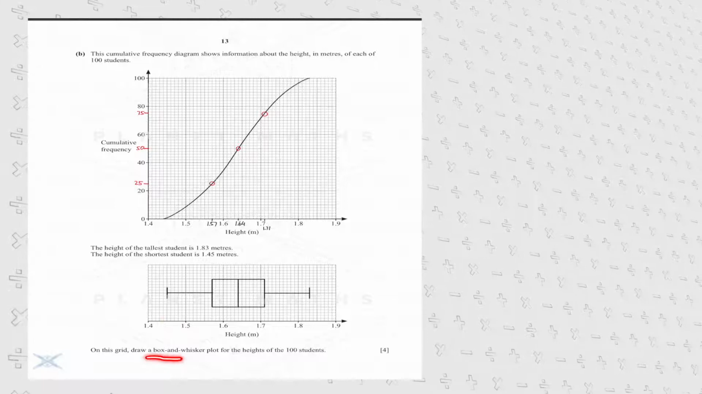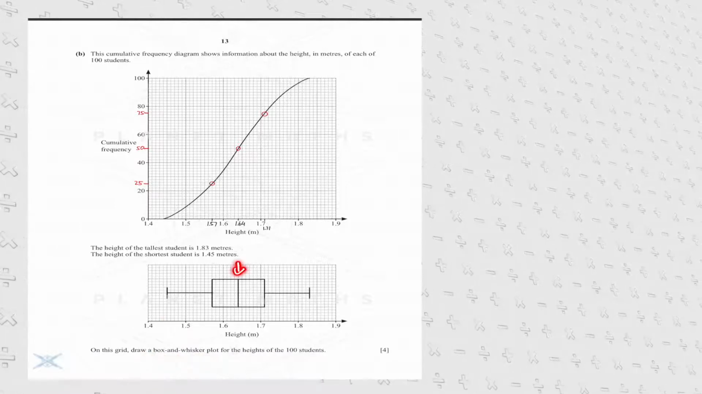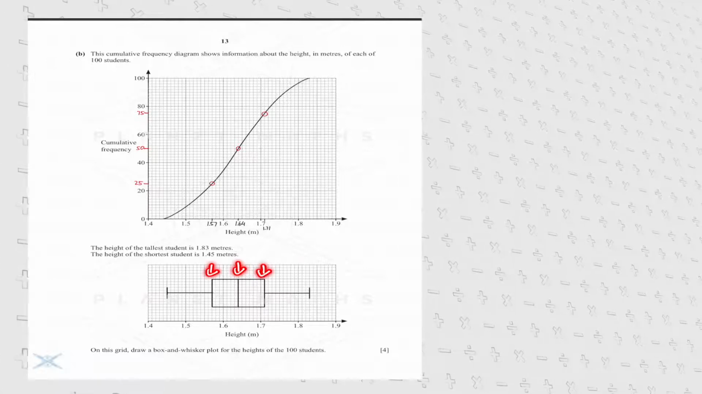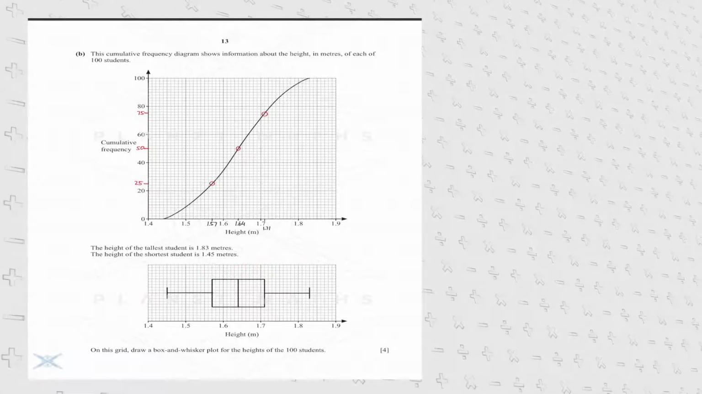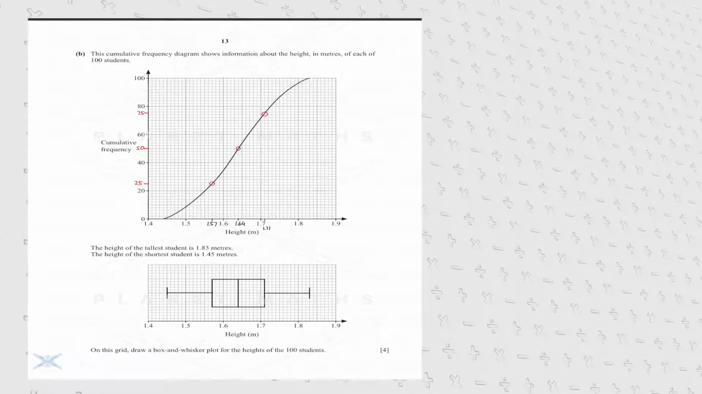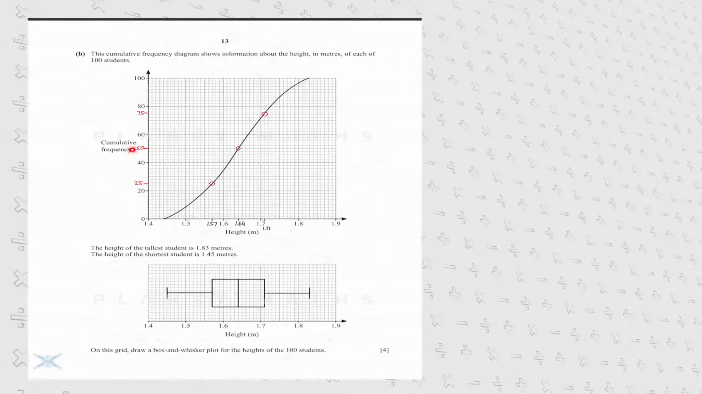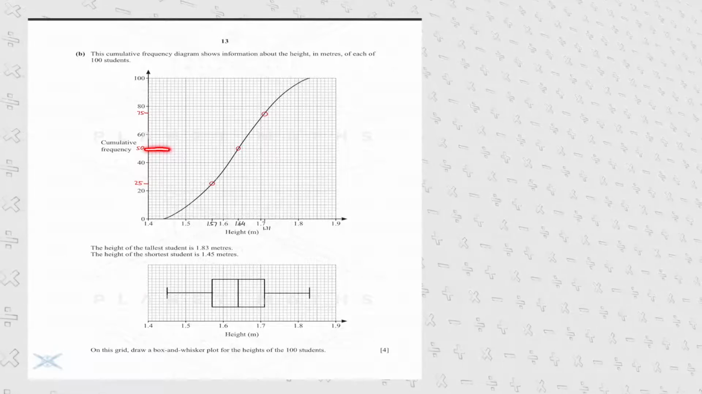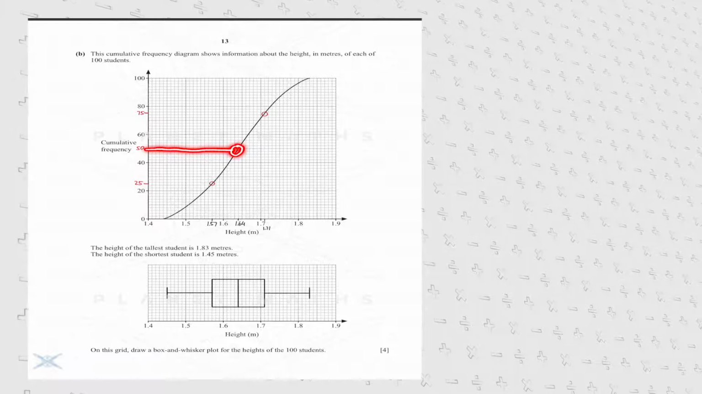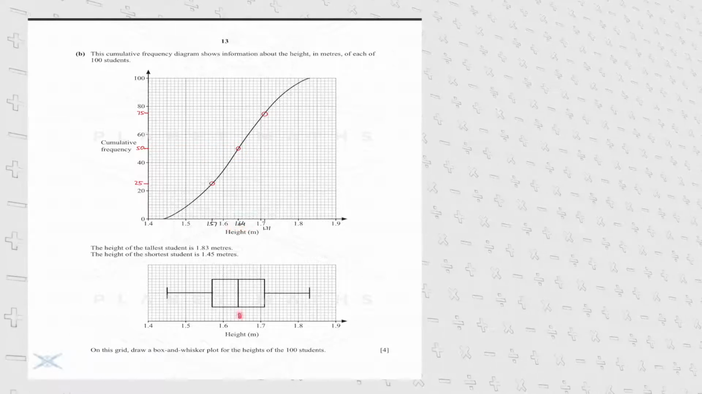To complete the box whisker diagram, we now need to find the value of the median as well as the values of the first and third quartile. Since the information in this diagram is shown for 100 students, the median would mean half of the number of students, which we can find here, and providing a line parallel to the x-axis will help us in determining the median height, which is 1 meter 64.